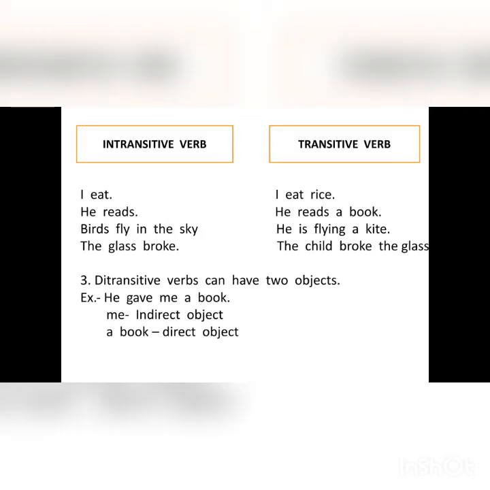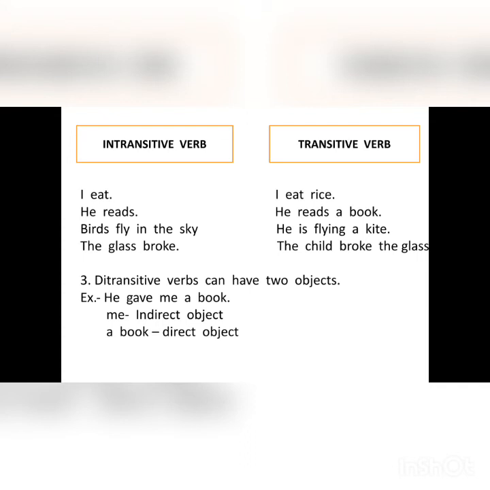Now let's see a few more examples. I eat. So in this sentence, I here is a subject, eat here is the intransitive verb. I eat rice. So in this sentence, rice here is the direct object. That means eat here is an example of a transitive verb. Second sentence, he reads. Reads here is an example of an intransitive verb. And the other sentence is, he reads a book. So he here is a subject and reads here is the verb, which is a transitive verb, and a book here is the direct object.